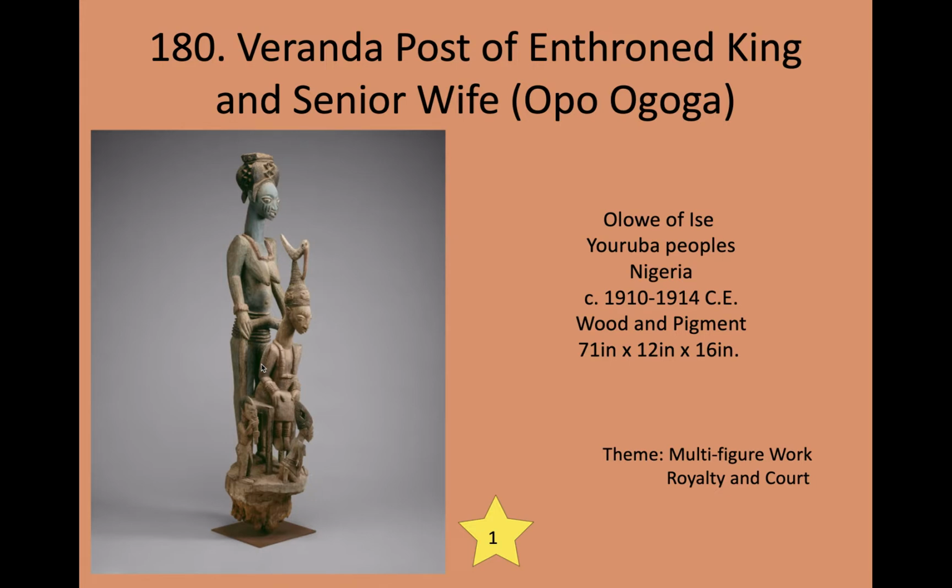So here was Ikere and his wife, Ogoga. So what you see is her and him, and then down here is one of the junior wives, and then this is the trickster god Esu, E-S-U. And so what do we see here? We see hierarchy of scale. In this piece, she is the most important.